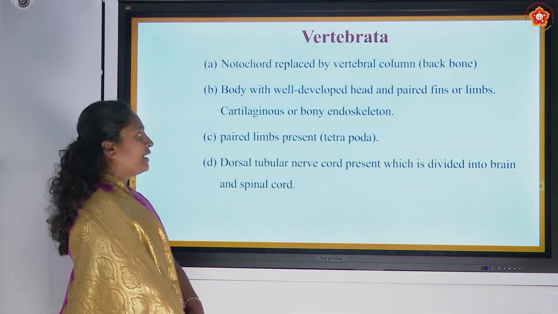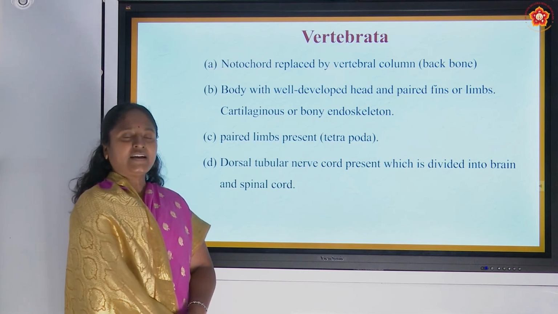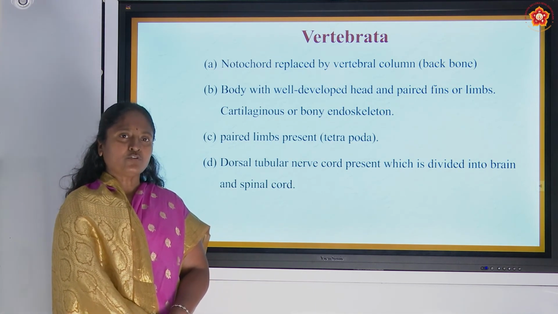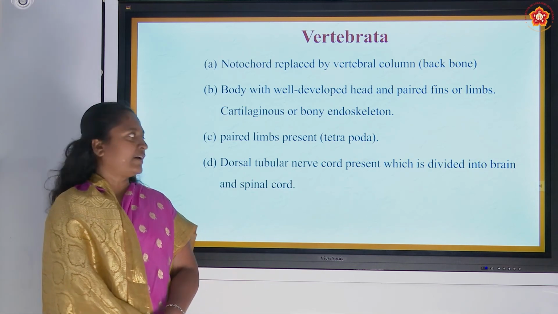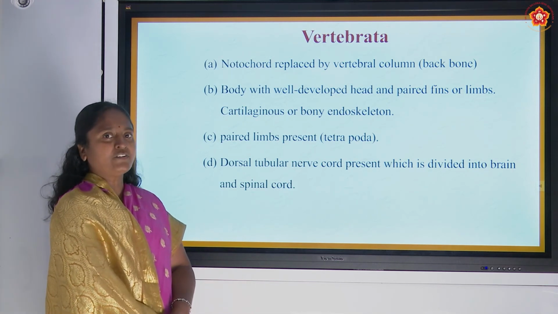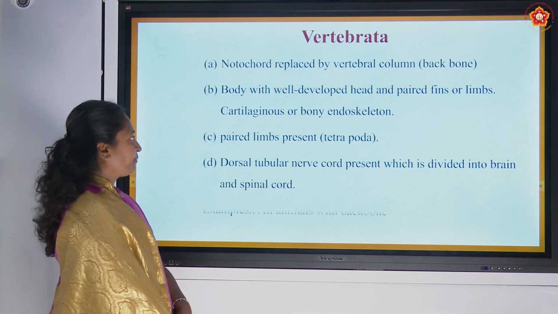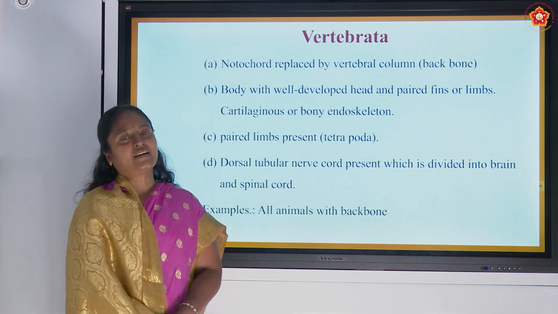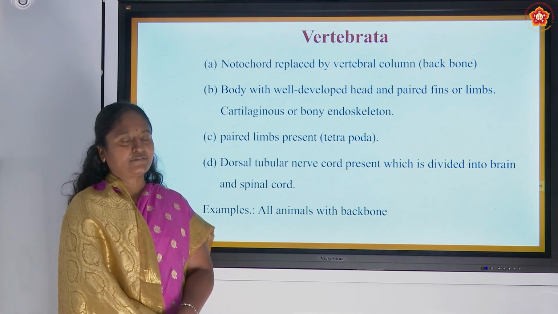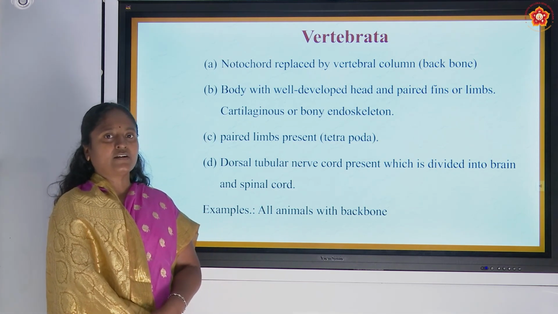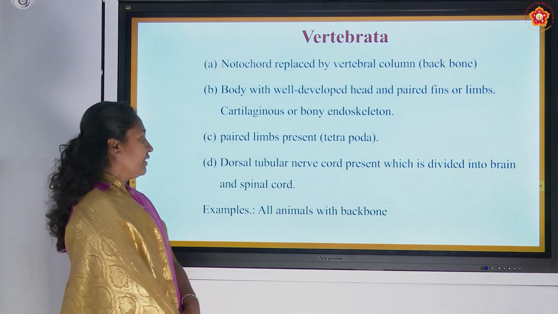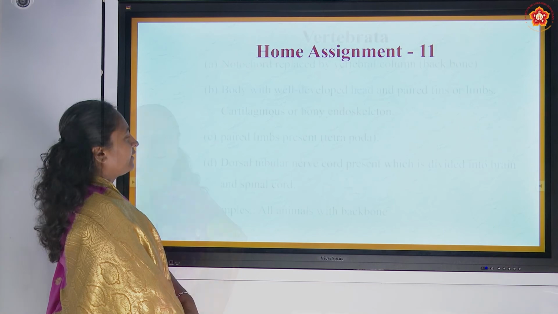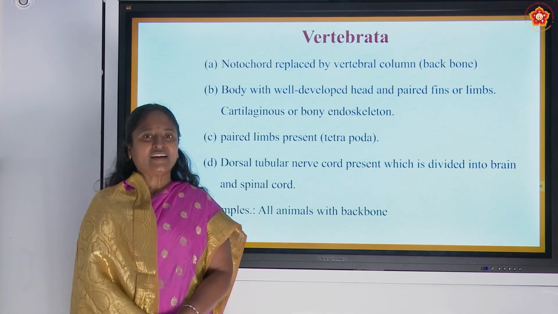The dorsal tubular nerve cord is divided into two parts. The first one is the brain, and then throughout the body or part of the body we can see the spinal cord. And here the examples are all the organisms which have the backbone. You can write fish or human, or whatever organism we can see in the vertebrates, any of them as an example. With that, we came to the end of the class.